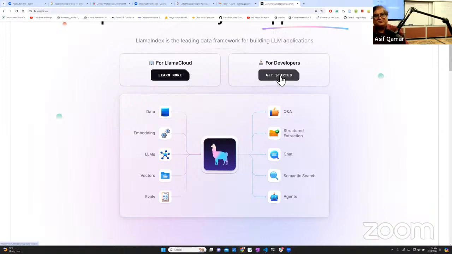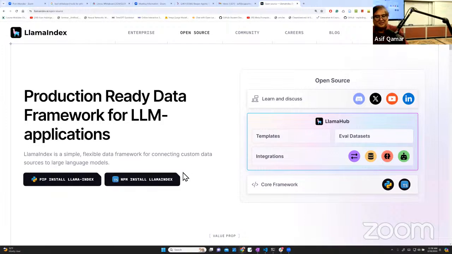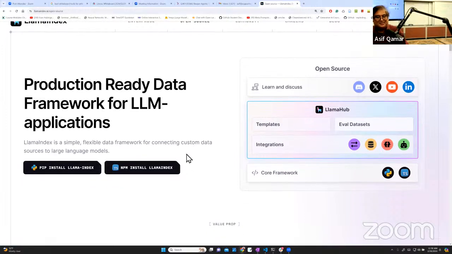Go into the for developers section. When you do that, you'll realize that there are two variants of it. One is Python and one is TypeScript, JavaScript based. Right? So obviously this project is maturing and moving very fast. The fact that you can actually write with JavaScript is quite a thing, because if you look at it, the two dominant languages of programming these days are Python and JavaScript. And they seem to have support for both.